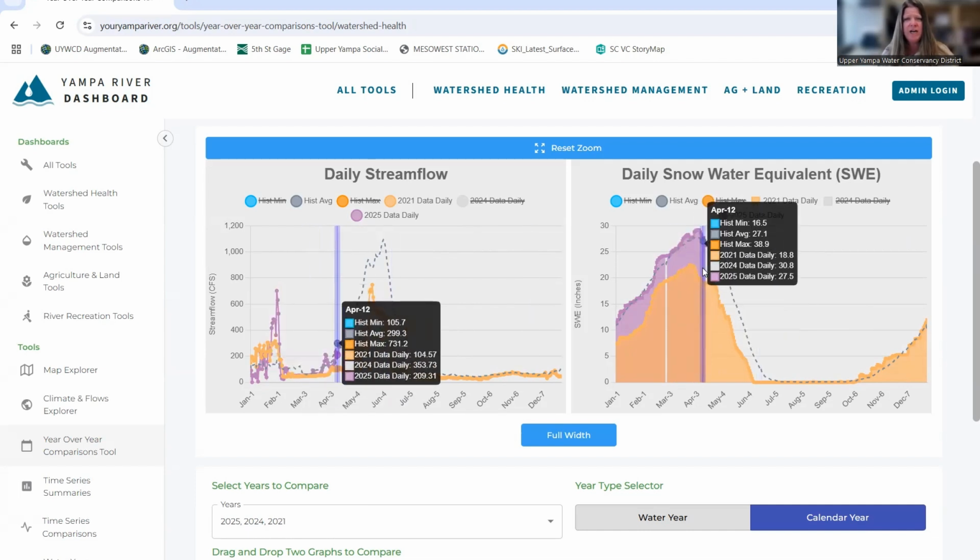Now, we know that a lot can change throughout spring runoff season, but we do have some proof here that the SWE in 2025 is much higher than the SWE in 2021, and we're also seeing higher stream flows. So I hope that you find this tool useful as you continue to track spring runoff from home.